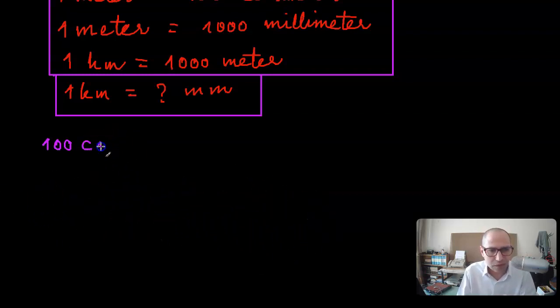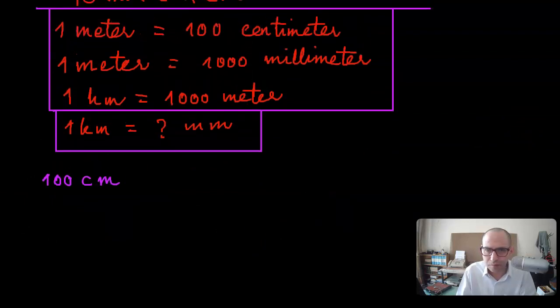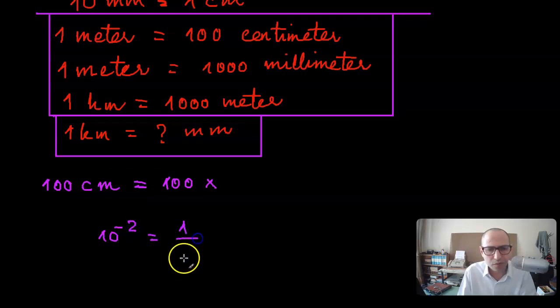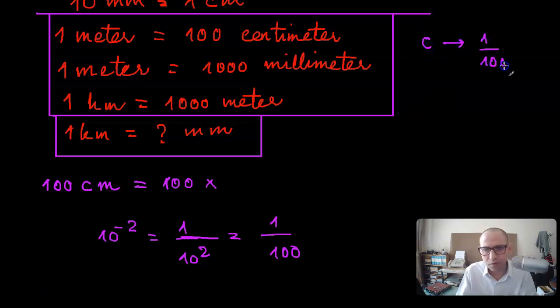So then this 100 centimeters, what is that in meters? That is the same thing as 100 times centi, which is 10 raised to the power negative 2, which is 1 over 10 raised to the power 2, the same thing as 1 over 100. So whenever you have a centi, that means 1 over 100.